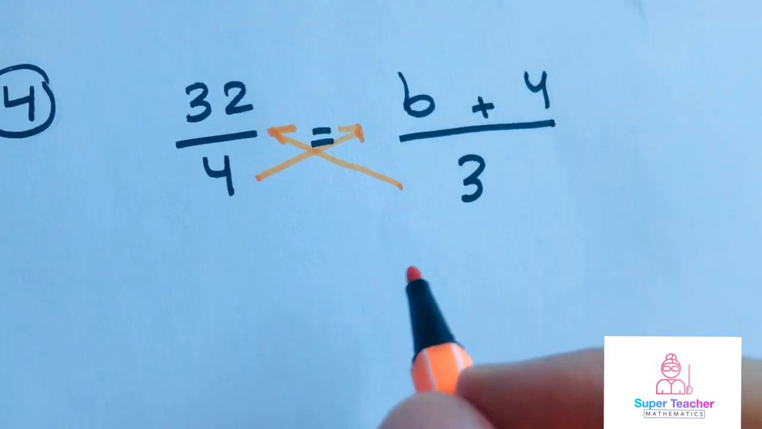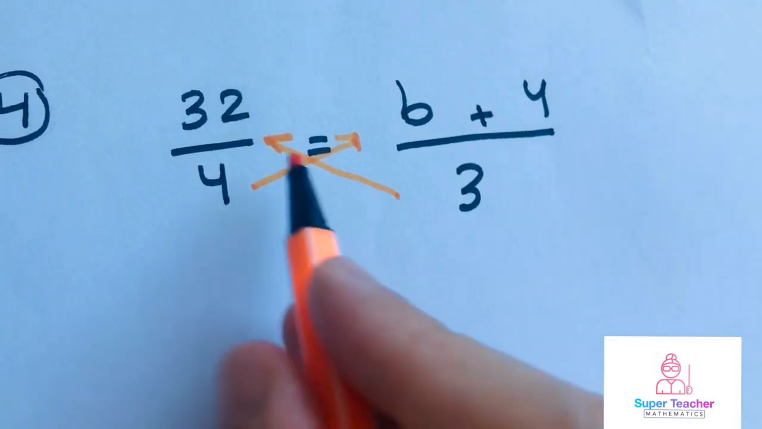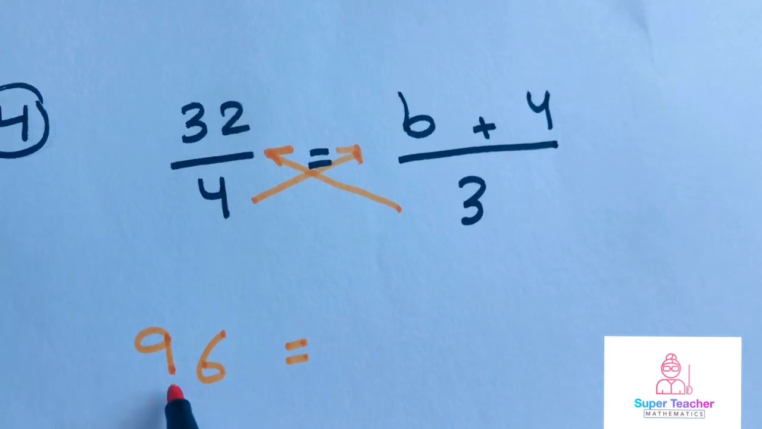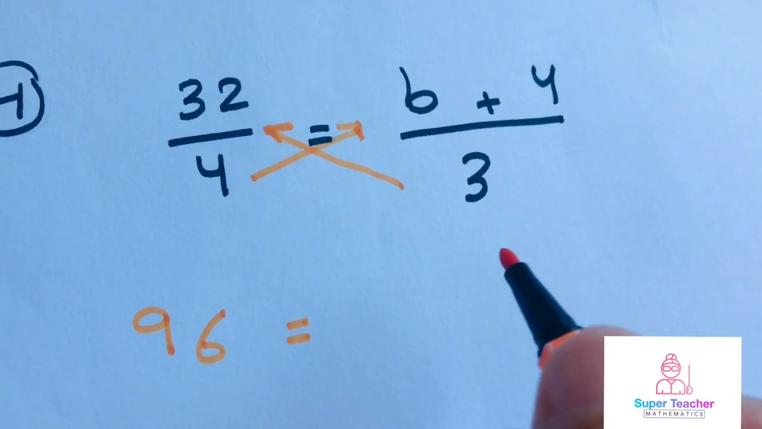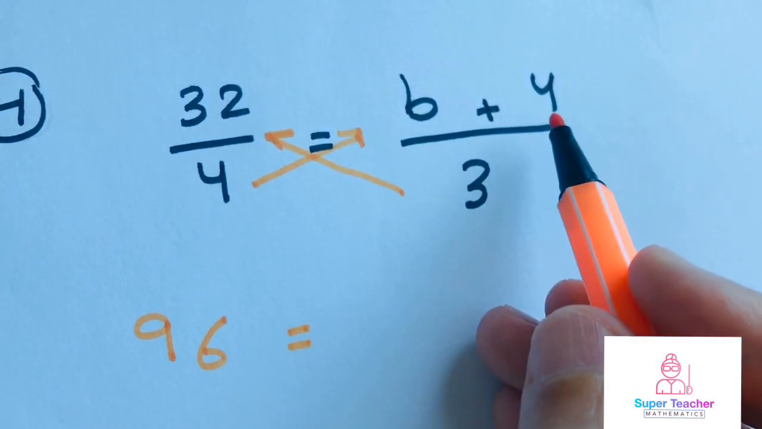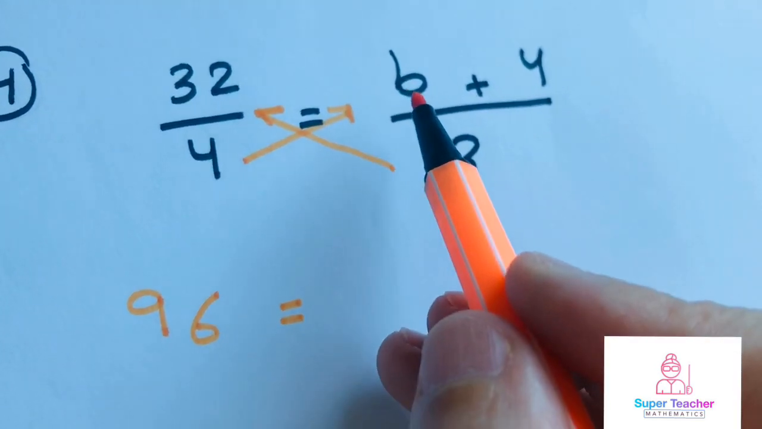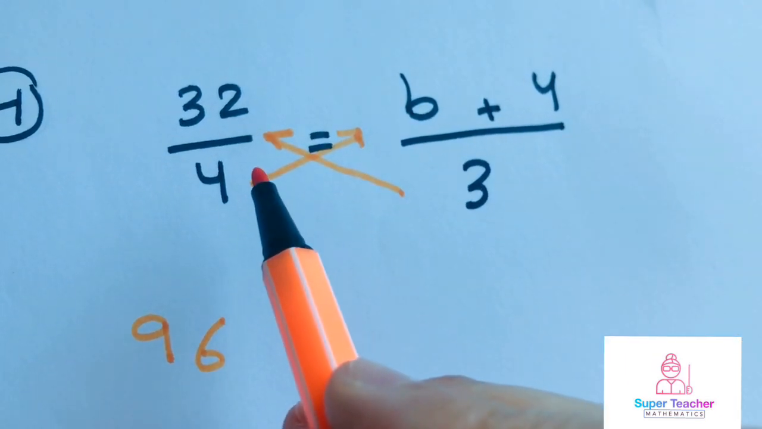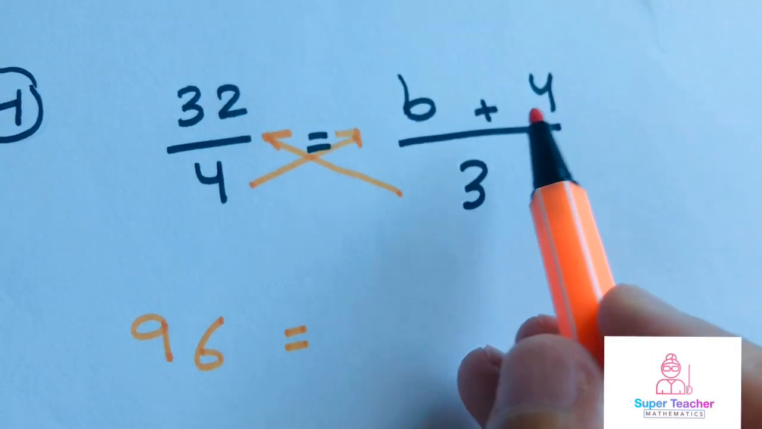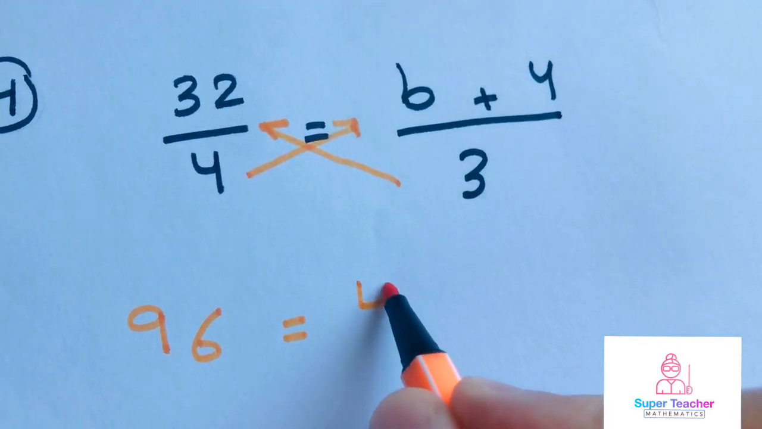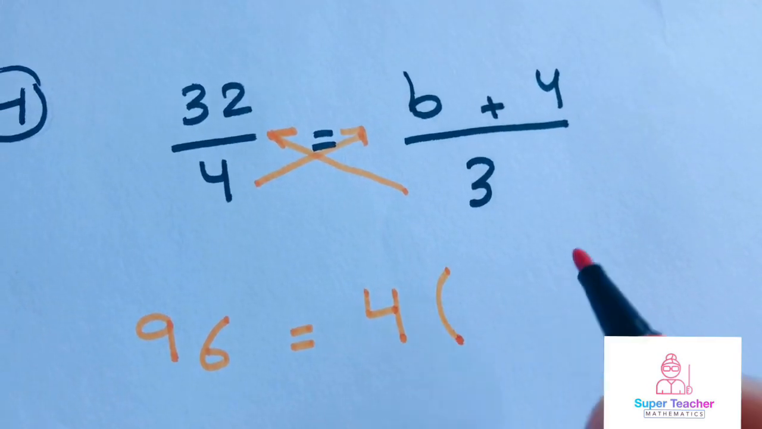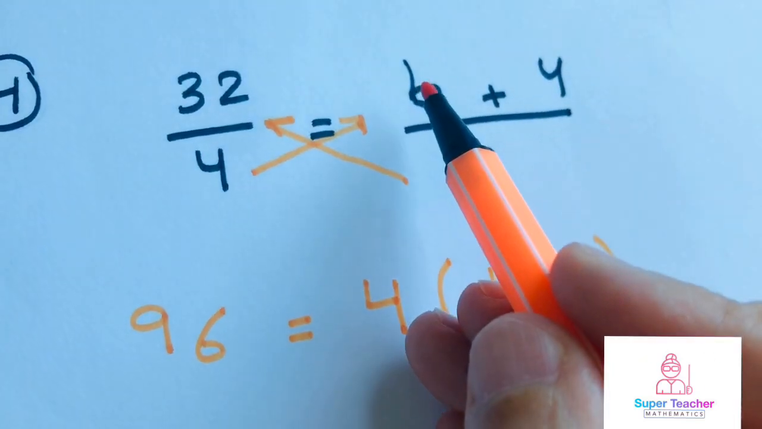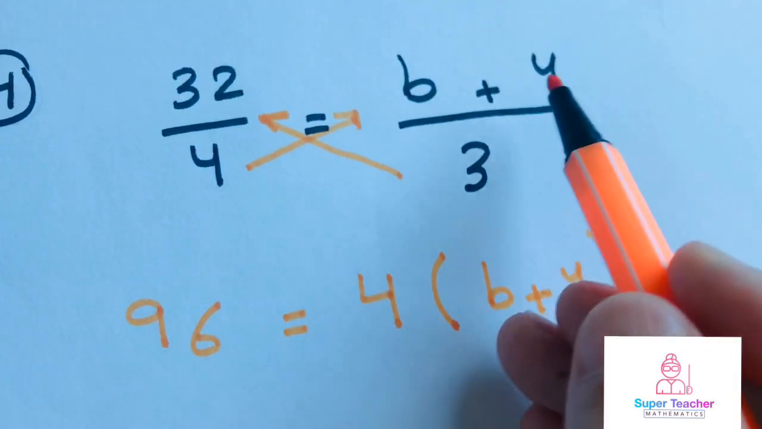Okay, let's multiply 3 by 32. 3 by 2 is 6 and 3 by 3 is 9, so it will be 96. Now let's go to the other side: 4 times b plus 4. This 4 is not multiplied only by b. Oh no, 4 is multiplied by b and by 4. So I put the 4 and open a bracket: b plus 4. Why? Because the 4 is not only times b, it's 4 times b and 4 times 4.